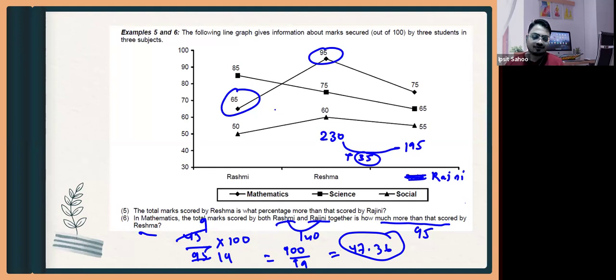Yeah. So if you approximate, this is around 47.368 because there is an 8. So you can approximate this. Also, you can write 47.37. So 47.36 or 47.37, whatever you are getting, that is all correct.